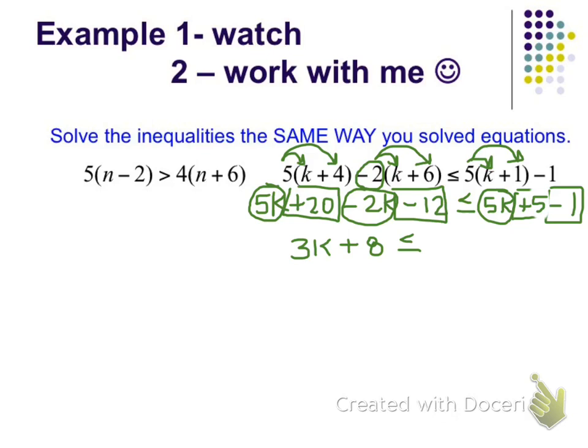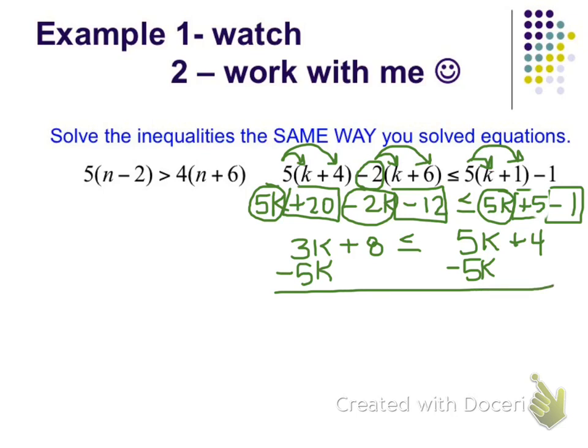So we have our 5k, and then we have 5 minus 1, or a positive 4. Okay, moving the variable. I always like to move the variable to the left. It doesn't matter. Some people like to avoid negatives at all costs. You get the same answer either way. So since I like to move the variable to the left, I will subtract 5k from both sides.